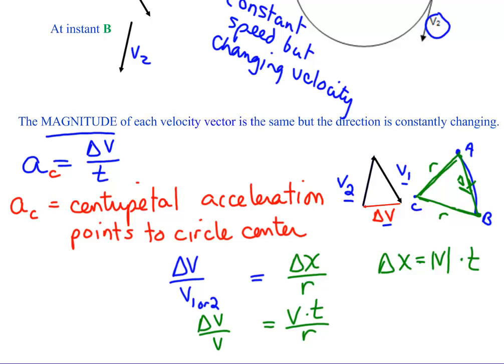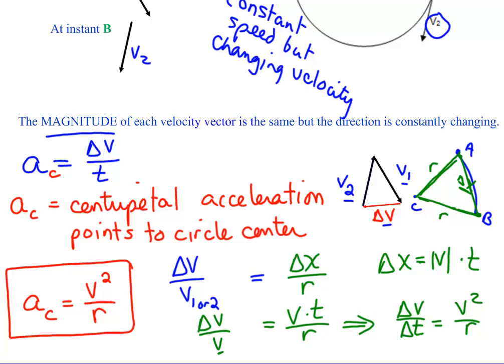If we reorganize this so that it looks more like our centripetal acceleration equation, we want the t in the denominator. So we have change in velocity over change in time. And to do that, we're going to move the velocity in the denominator over to the right side and put it in the numerator. We end up with v squared over radius. So a more useful way to write centripetal acceleration is with this equation. Centripetal acceleration equals linear velocity squared over the radius.